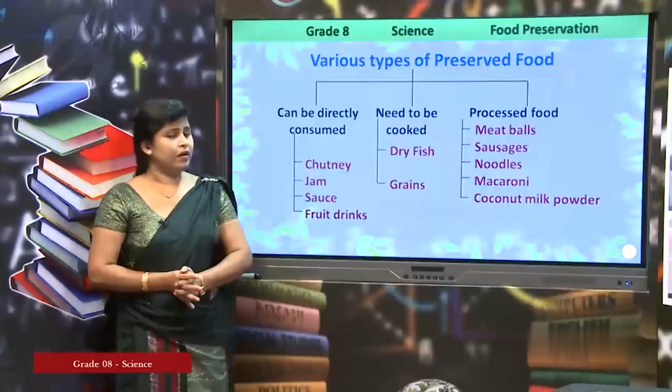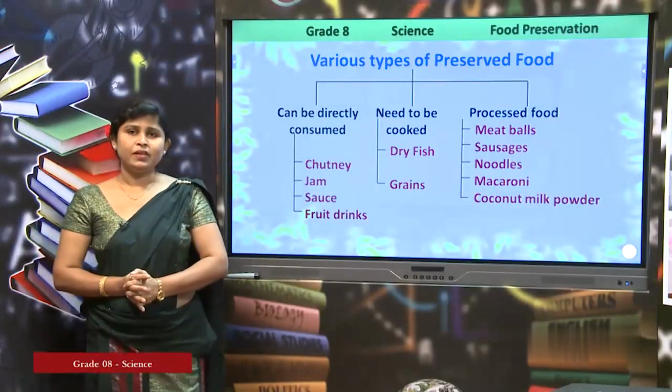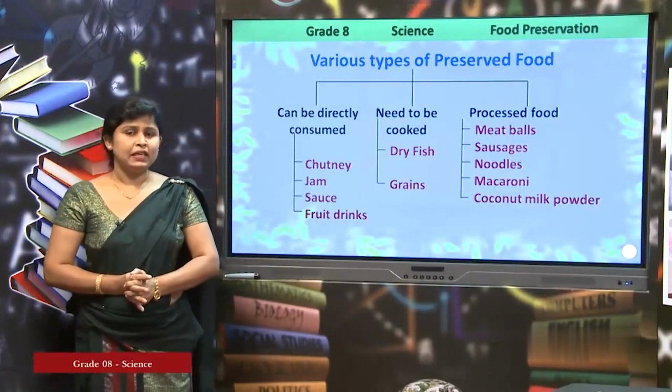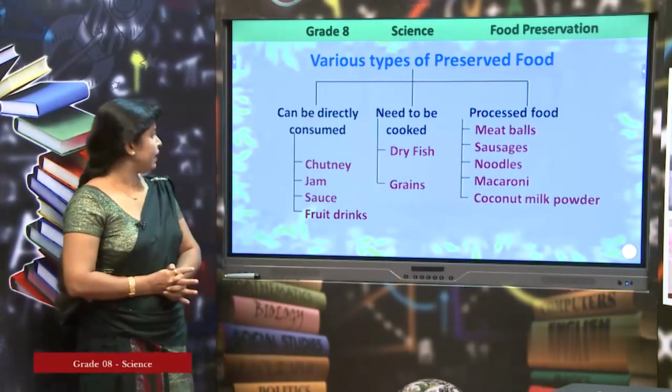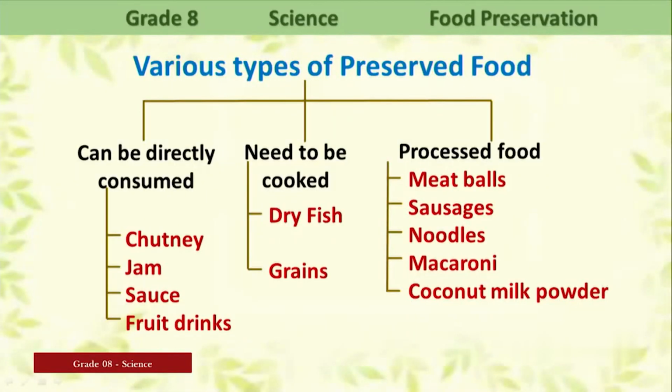Let us see. There are certain type of food items can be directly consumed, like chutney, jam, sauce and fruit drinks. You can open the lid and you can have it. There are certain type of preserved food items, they need to be cooked like dry fish and grains. They need to be cooked although they are preserved.